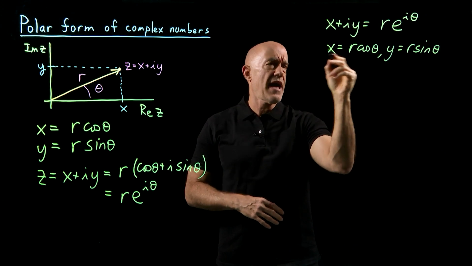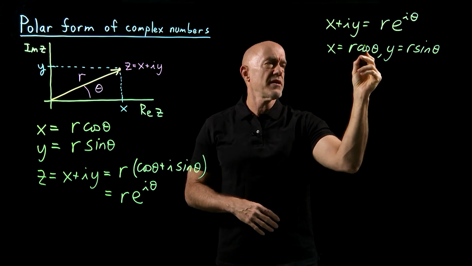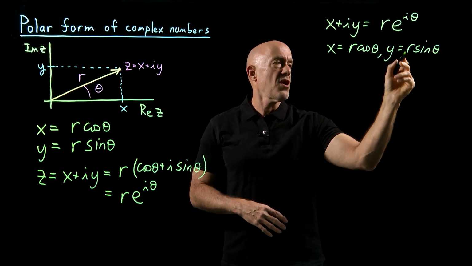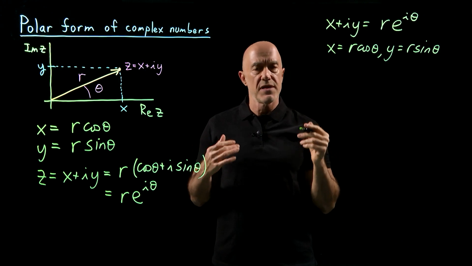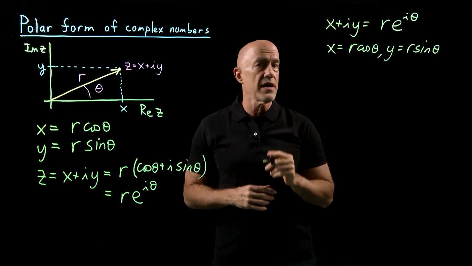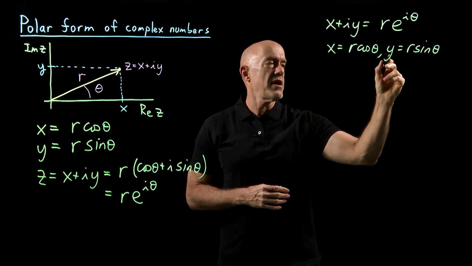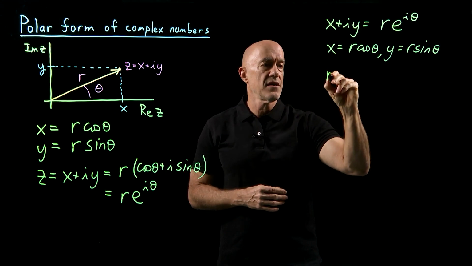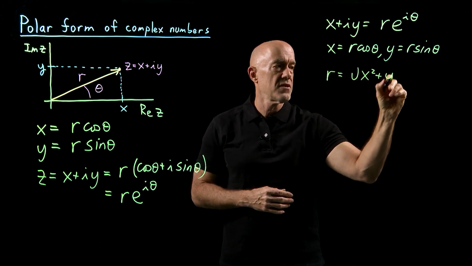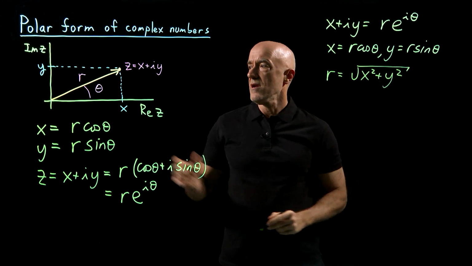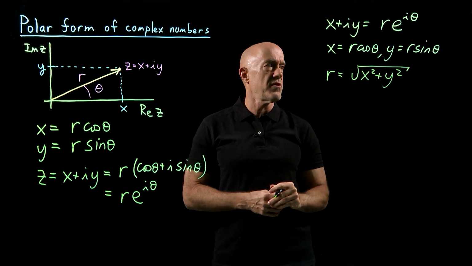If we square x and we square y and add them, we'll get r squared cosine squared theta plus r squared sine squared theta. But cosine squared theta plus sine squared theta equals 1 from the Pythagorean identity. So x squared plus y squared equals r squared. So that tells us that r is equal to the square root of x squared plus y squared. r is a length, so r is positive, so we just take the positive square root.